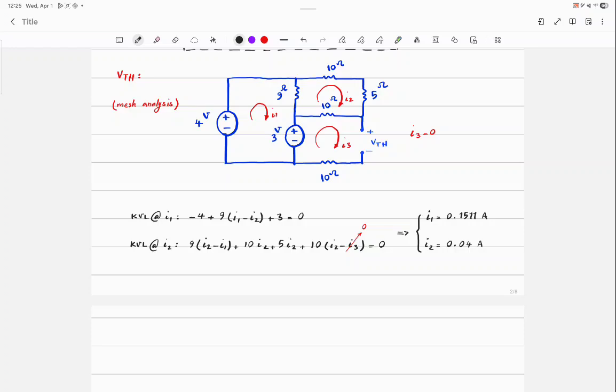Is VTH part of a loop or a mesh that I can write KVL around? Why not? Can I write KVL around any loop even if it is open? Yes. Try to remember this once in a while on the exam, so you don't forget. Any loop, whether it is open or closed, you are allowed to write KVL around. Okay? So let's write KVL.